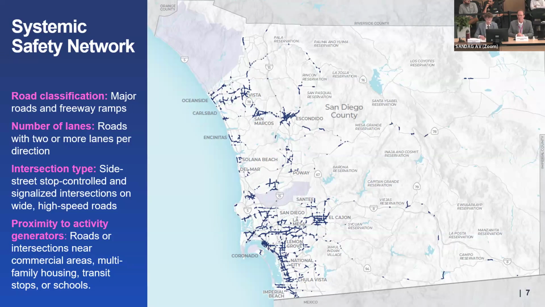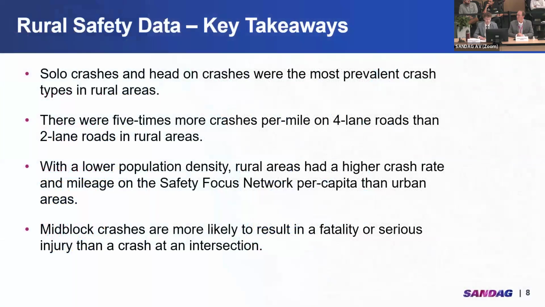And now in the following slides, we'll look at some highlights from the plan's data analysis. And as I mentioned, we looked at rural and urban areas separately. So on this slide, we have some key highlights on relevant safety data from rural parts of the county. For example, there were 5 times more crashes per mile on 4-lane roads than 2-lane roads in rural areas.